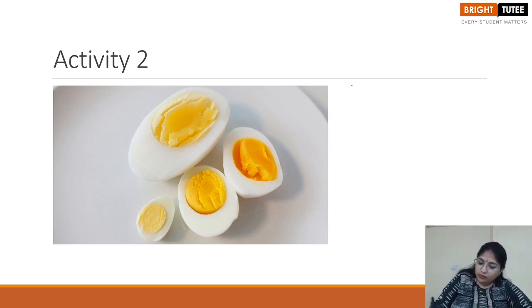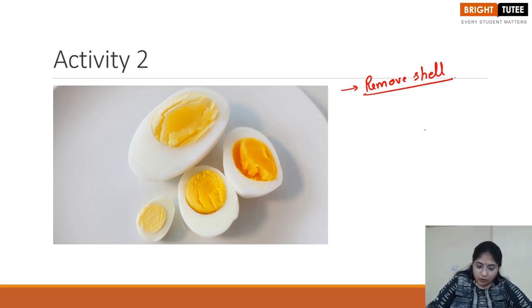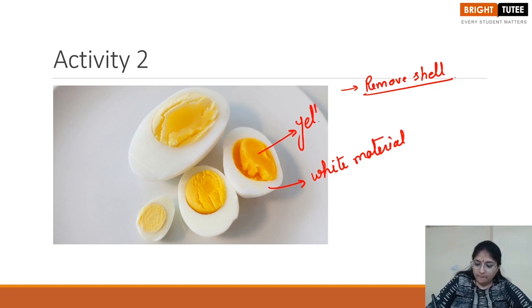So first of all, we will remove the shell, the hard shell which is there, and then we will observe it. What we are going to observe is the white material, which surrounds the yellow part. We all know what the yellow part is. This yellow part is called the yolk of the cell.